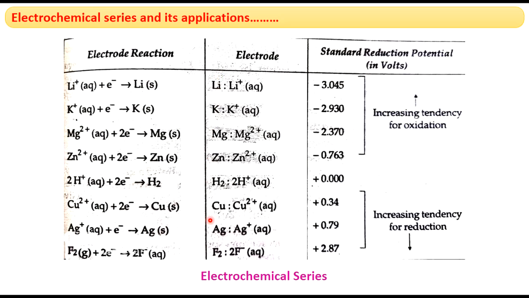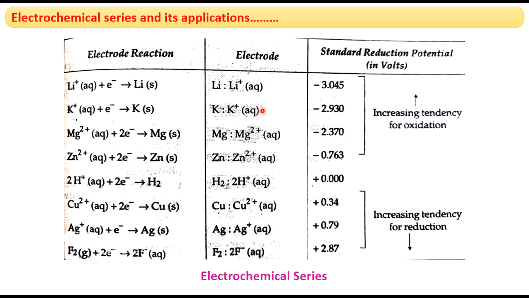These are the various electrodes and they are arranged in increasing order. We can see values here. For lithium, SRP is minus 3.045, then for potassium minus 2.930. Like this, we have increasing values. In the center we have hydrogen, for which the SRP value is taken as 0, as it is the reference electrode. And for copper it is 0.34, silver 0.79, fluorine 2.87. Fluorine has the highest SRP value here.